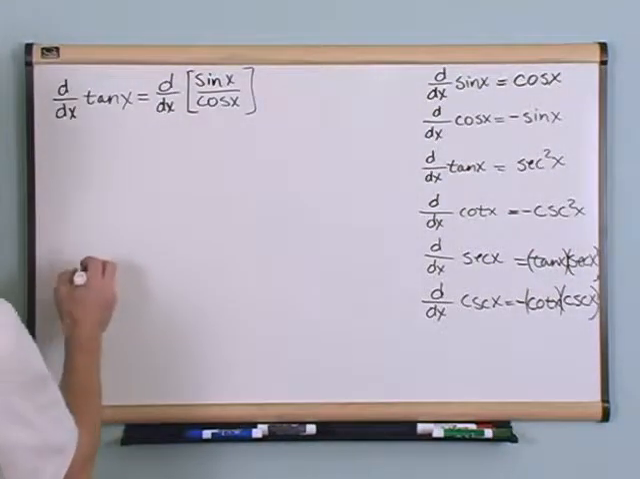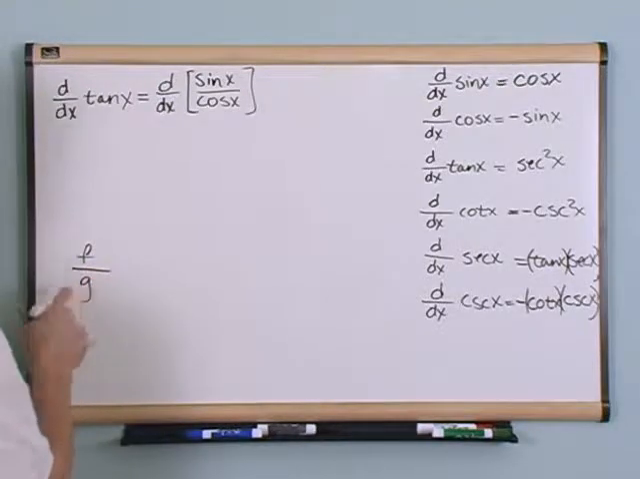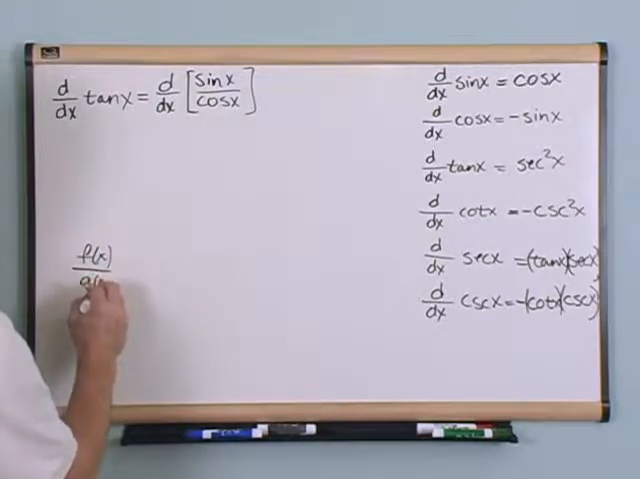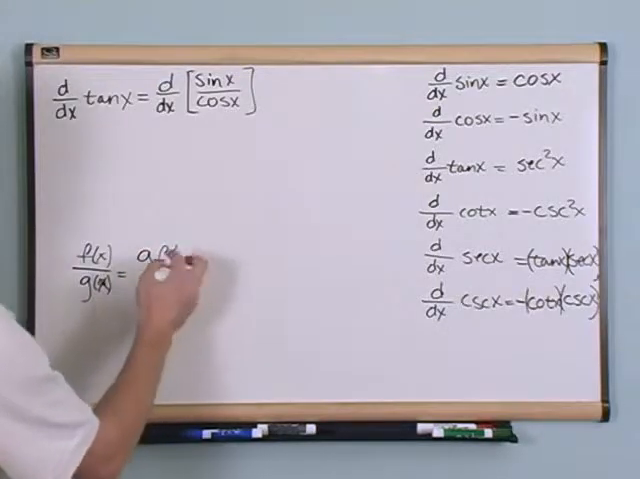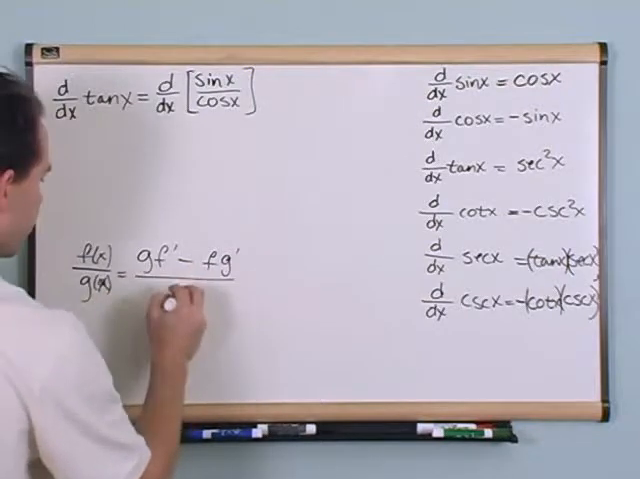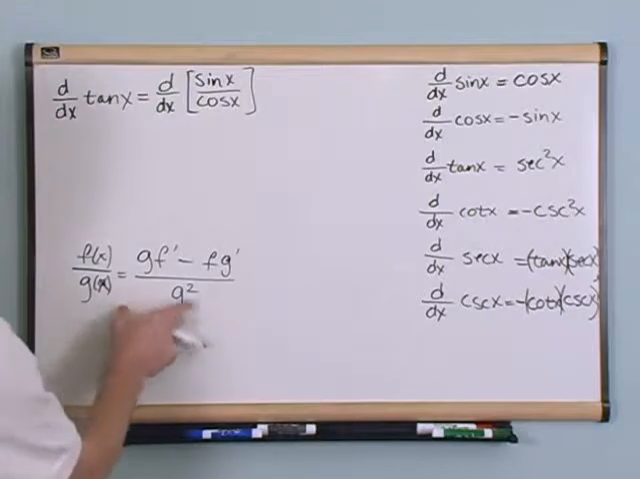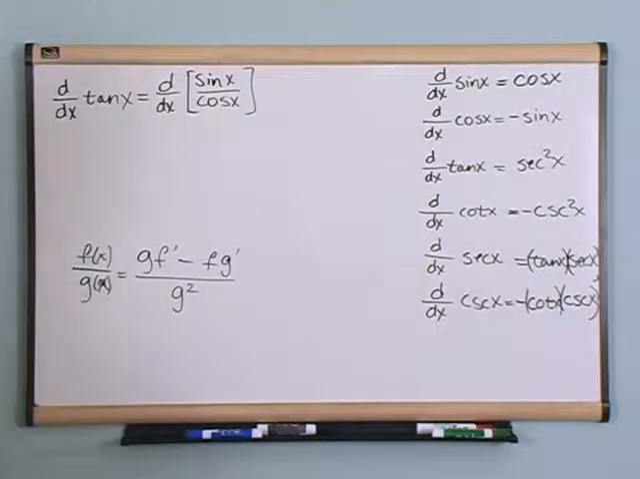Now, if you remember, from the section before, if you have a function of x divided by another function of x, this is like f of x, and this is g of x, and these are different functions, then it's the bottom times the derivative of the top minus the top times the derivative of the bottom over the bottom squared. And so that's what we're going to do. We're going to apply this formula that tells you how to take the derivative of two functions of x divided by each other, and we're going to use that. So let's do that right now.